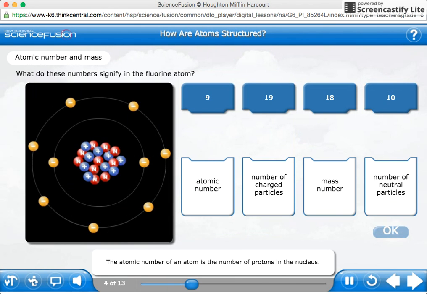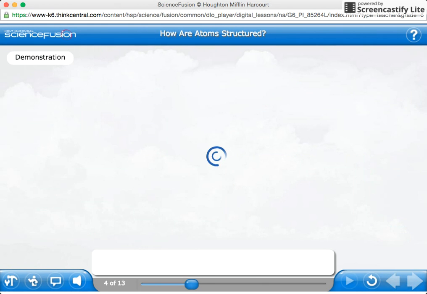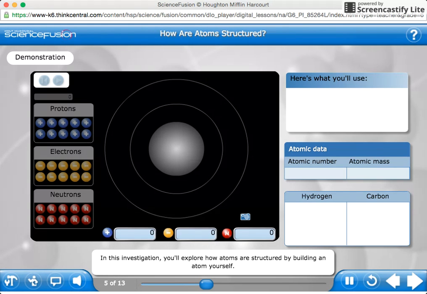On slide 4, you practice using some vocab. Remember, atomic number is the number of protons in the nucleus. Atomic mass, or mass number, they mean the same thing, is the total number of things in the nucleus, protons and neutrons. Protons are positive, neutrons are neutral or no charge, and electrons have a negative charge. And they're shown here in orbits, even though we know that actually electrons are in the three-dimensional electron cloud around the nucleus. Then slide 5 is a demonstration slide.